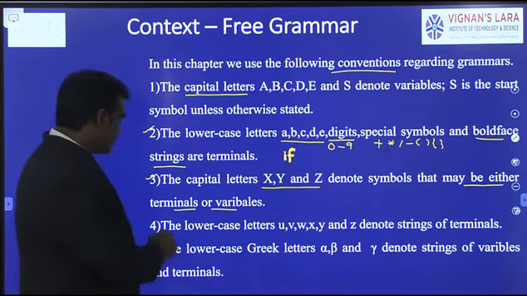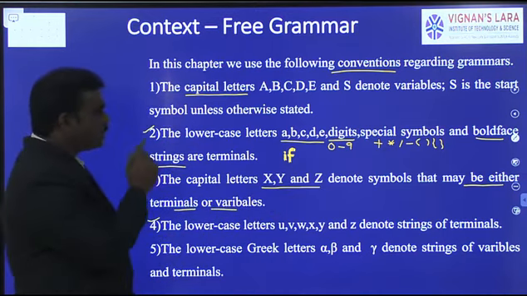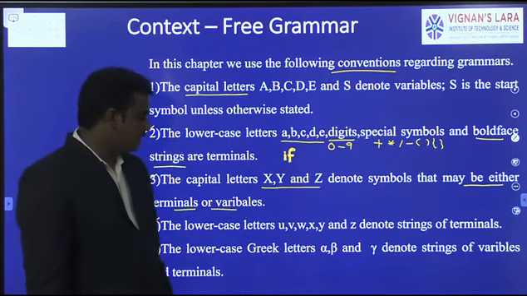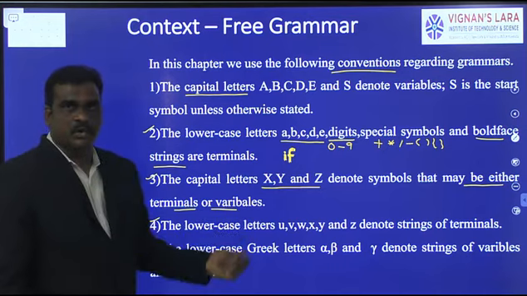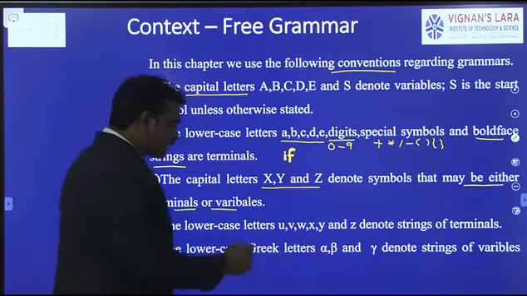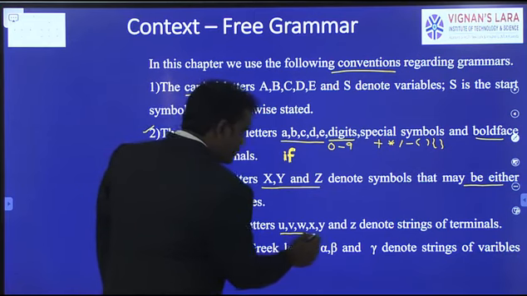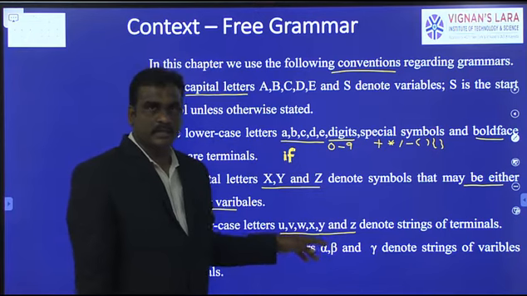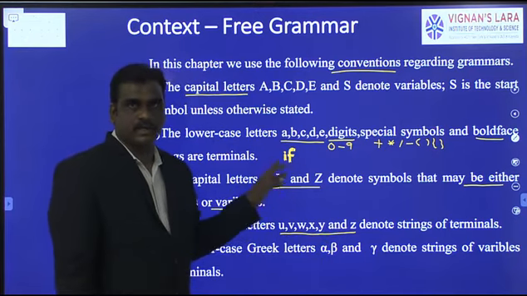And the fourth point. Again, in rule 2, the lowercase letters are terminals. But for some of the lowercase letters, the meaning is different. For example, if you take the lowercase letters u, v, w, x, y, z. See here, x, y, z are lowercase letters, whereas those are capital letters, non-terminals.